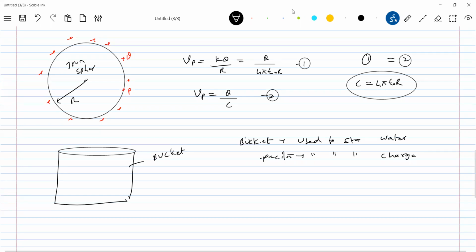Then, sir, okay, bucket, charge and water, you brought it. What about the capacitance? The capacitance of a 10 liter bucket depends on what? It depends on the height, the radius, the area of cross section. It'll be like this, no? L and A like this. The capacitance of a bucket depends on what? Volume, the dimensions.